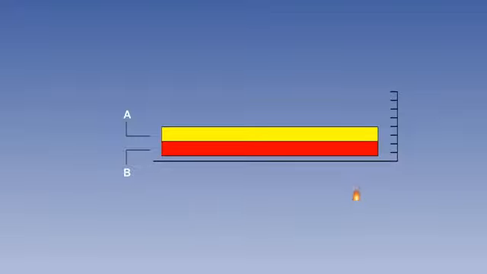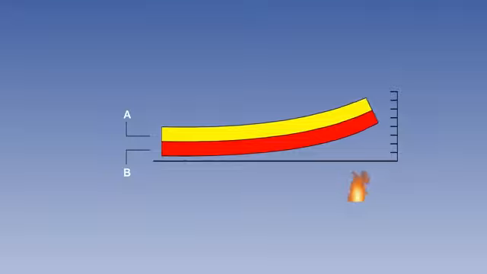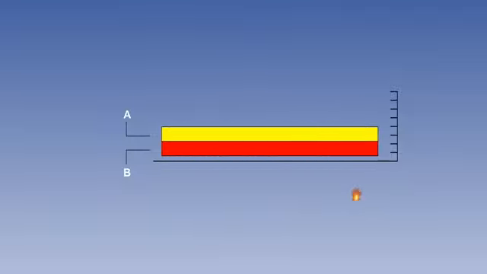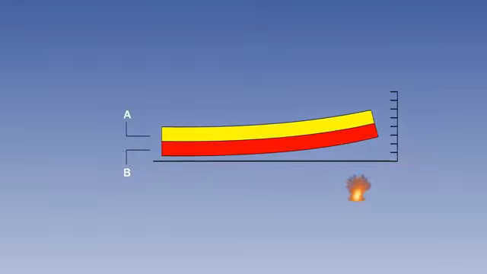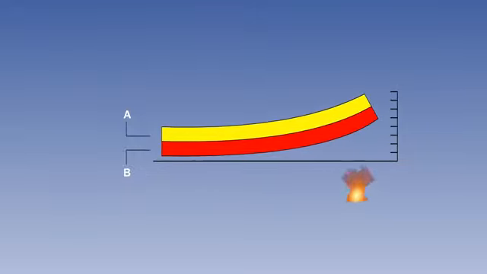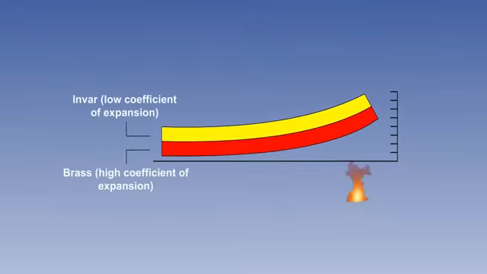If these two metals are bonded together to form a single bimetallic strip, the metal with the greater rate of expansion will cause the bimetallic strip to bend. How much the strip bends depends on the temperature rise and is therefore a measurement of temperature. The metals bonded together are often invar and brass. Invar is a specially developed steel with a low coefficient of expansion. Brass, on the other hand, has a higher coefficient of expansion.